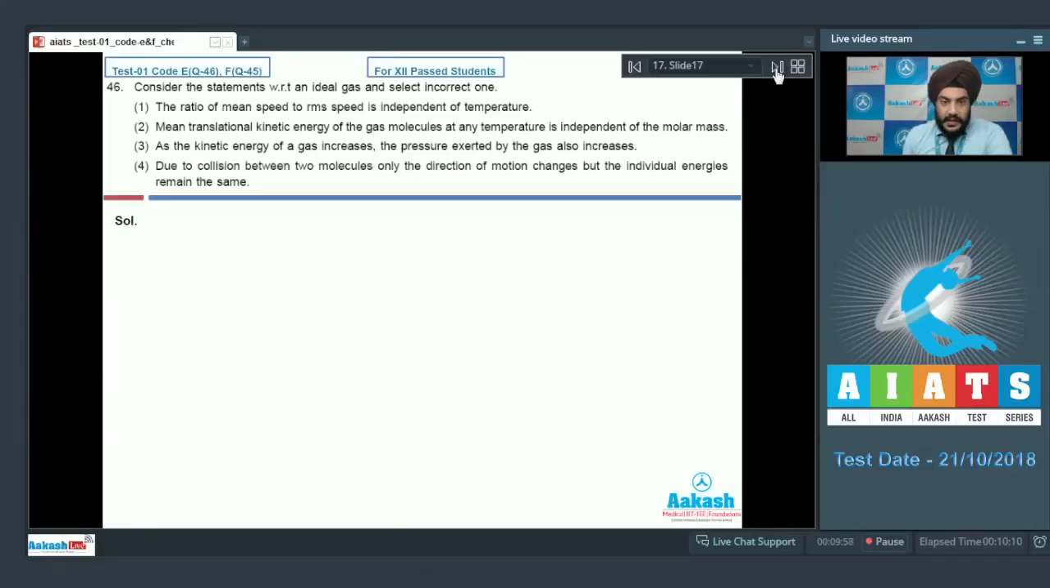Question 46. Consider the statements with respect to an ideal gas and select the incorrect one. The ratio of mean speed to RMS speed is independent of temperature. Students, this statement is correct.